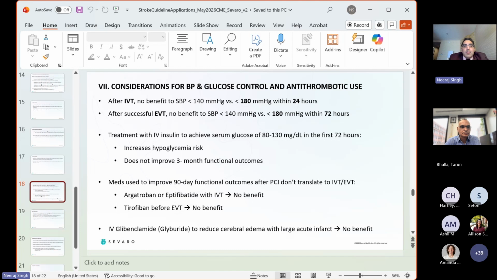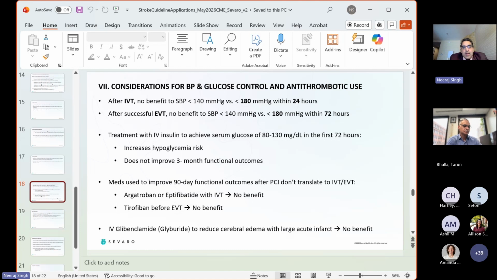Furthermore, in checking about serum glucose management with IV insulin, it's been found that within the first 72 hours of an acute ischemic stroke, trying to achieve a serum glucose in a so-called normal or control range of 80 to 130 is actually more likely to increase risks of hypoglycemic episodes without improving 3-month functional outcomes. So in other words, there's a sense of allowing a permissive hyperglycemia within the first 72 hours of an acute ischemic stroke.